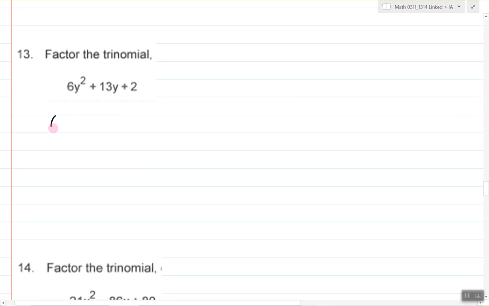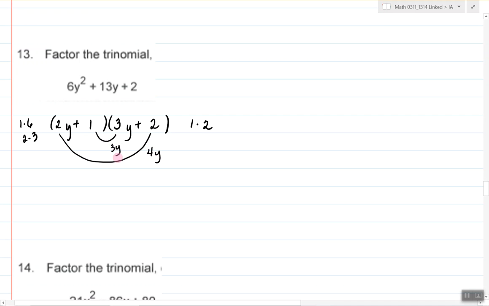No common factor, trial and error because it is a trinomial. Signs. The last sign is positive, and the middle one is positive. That means plus plus. I have y and y. To get a 6, I need 1 times 6 or 2 times 3. To get a 2, all I have is 1 and 2. So, suppose I start with 2 and 3, 1 and 2. The outer product is 4y. The inner product is 3y. That adds up to be 7, and that's not right.